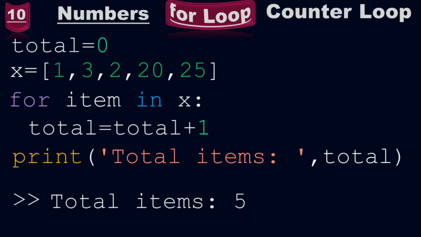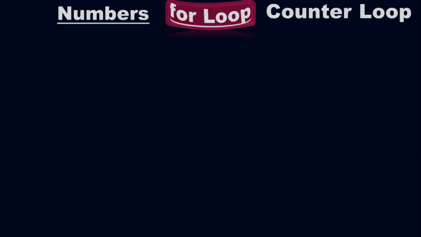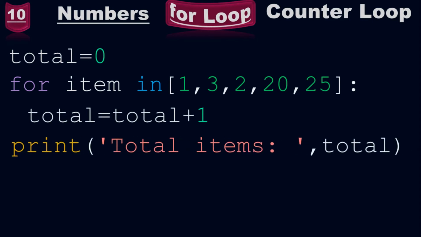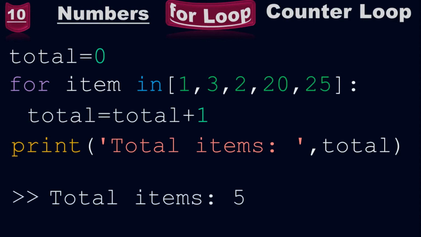Let me check the second method. I will take exactly the same example here, but this time I will show you the alternate method. We have total equals to 0. So for item in 1, 3, 2, 20, 25, and then total equals to total plus 1, print total items, total, you will get the same answer. Total items are 5. Look, there is nothing difficult.